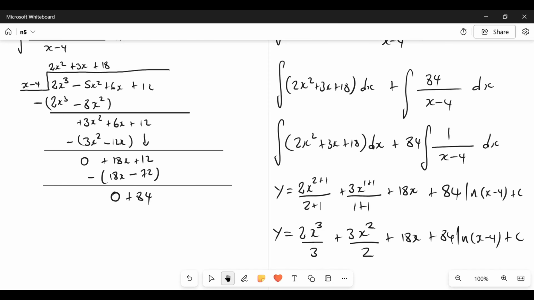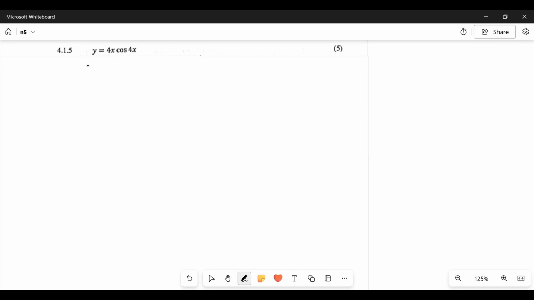Right, people, we are done with question 4.1.4. Let's go and do question 4.1.5. All right, let's look at question 4.1.5. Now we have the following expression. It goes like this: y is equal to 4x multiplied by cos 4x. Now this one here, guys, it's actually integration by parts, just in case you didn't notice.